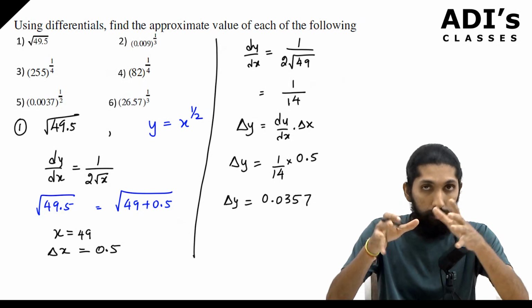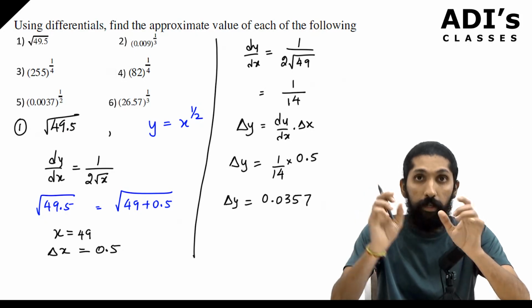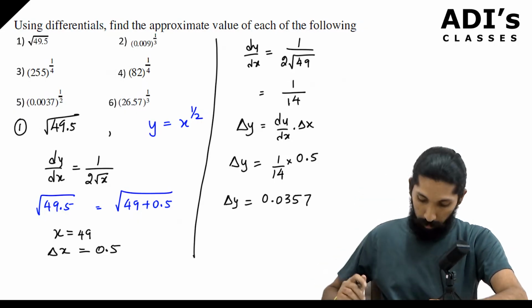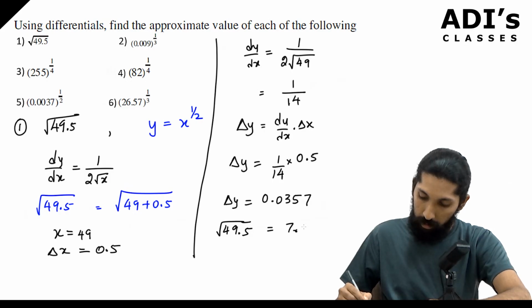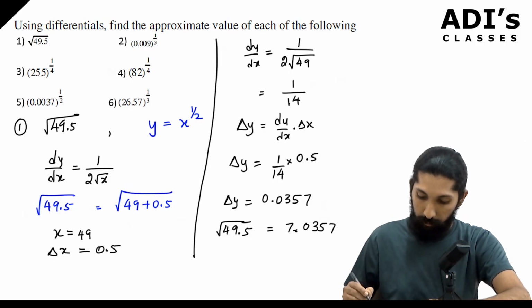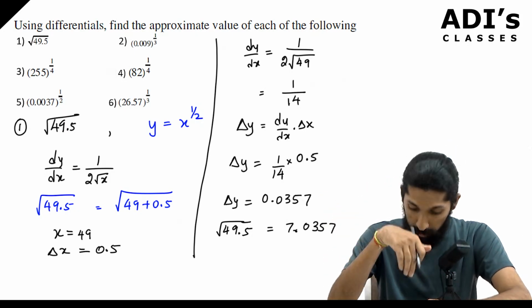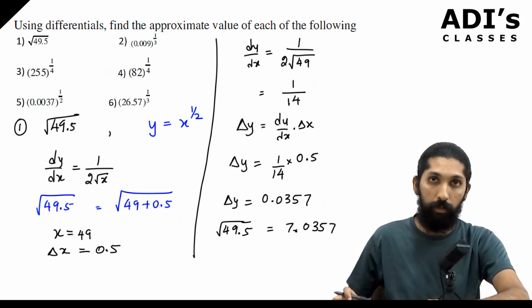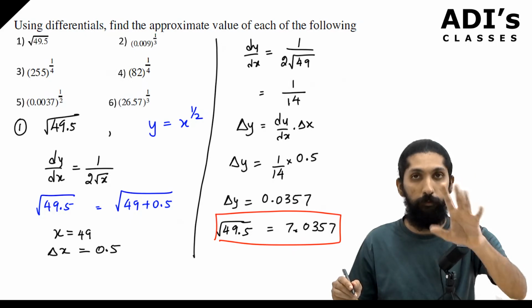That means what we want is root of 49.5, correct? What we calculated is that offset. Offset in the sense something that is going to change, right? So you're going to get root of 49.5 will be equal to root of 49, which is 7, plus this delta y, so 7.0357. This is going to be the approximate value. Fair enough? So for the given question, this is the answer for the first one.